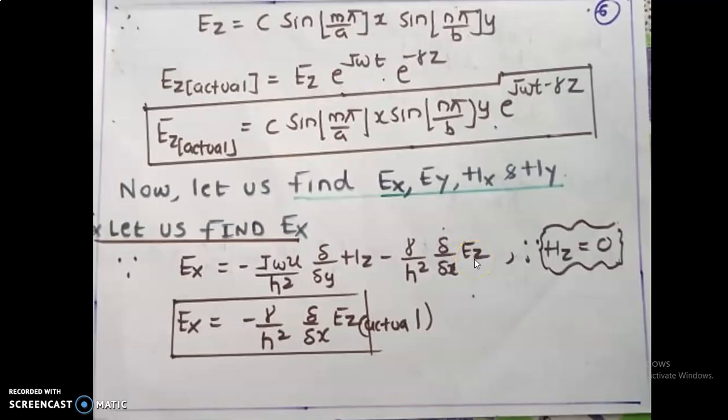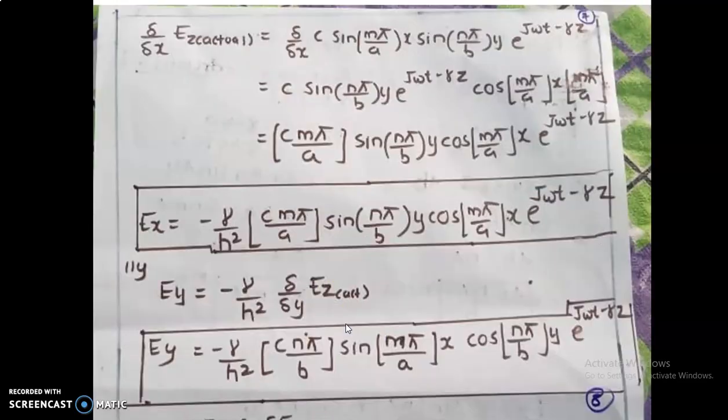Here, instead of writing Ez, we have to write Ez actual, because it's a combination of magnitude, signal and direction of propagation. So this Ez is substituted over here in this equation. The simple point to understand here is that we need dou by dou x of Ez actual. I have partially differentiated with respect to x, and as you know, except x all others are constant. So I have done the partial differentiation and I got this equation.